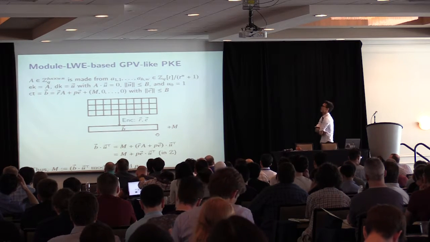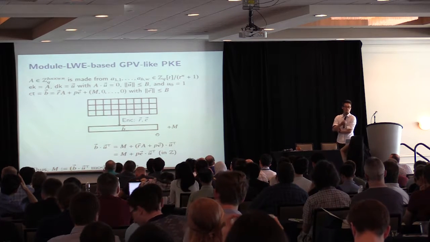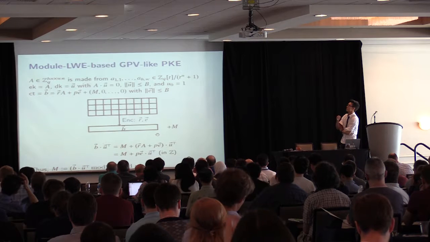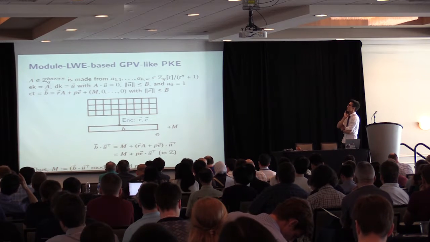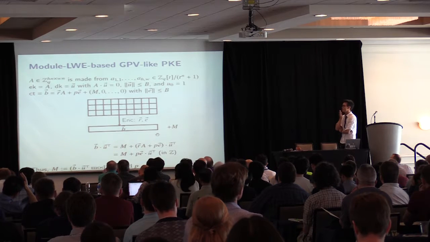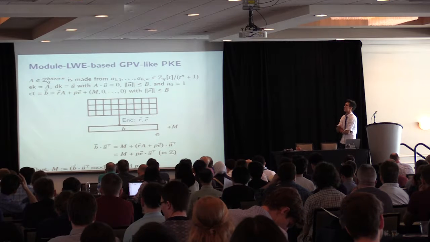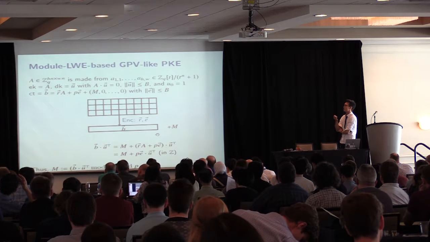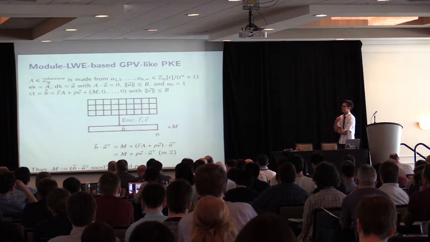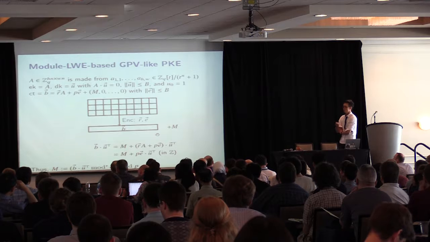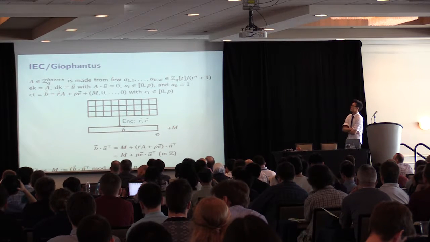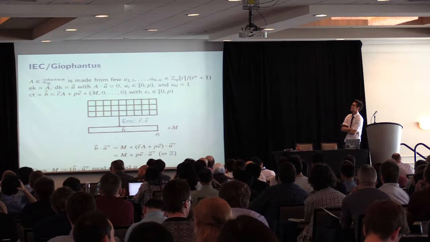In this case, we construct the matrix A from some polynomials. For example, we assume that the matrix A is approximately HN times WN, and we use HW polynomials to construct the matrix A. We assume that module LWE states that this special case of matrix A and B is computationally indistinguishable from uniform. And I think IEC and GeoCampus can be considered as a special case of module LWE.